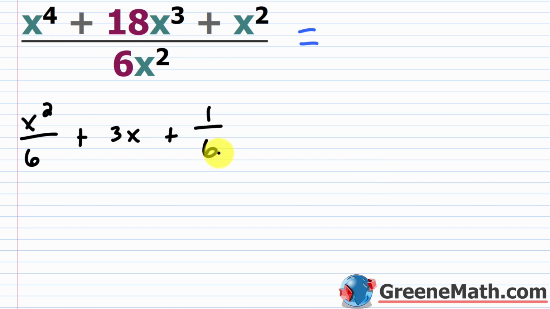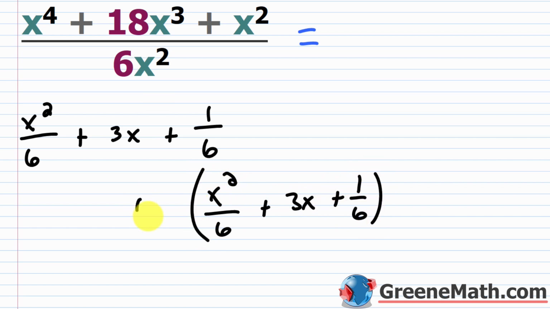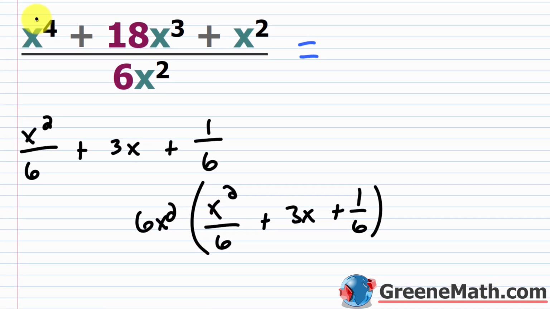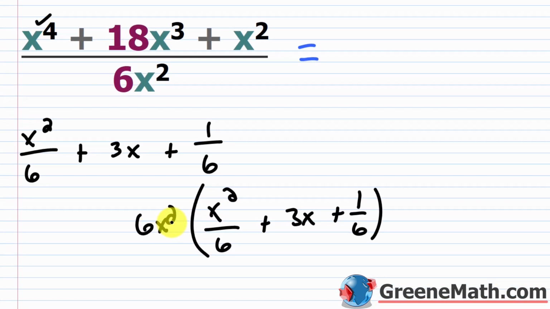I could take this guy right here, so this x squared over 6 plus 3x plus 1/6, and I could multiply it by this 6x squared, and I should get my dividend back. So 6x squared times x squared over 6, the 6's would cancel. X squared times x squared is x to the 4th power. So that gives you that right there. Then 6x squared times 3x, 6 times 3 is 18.